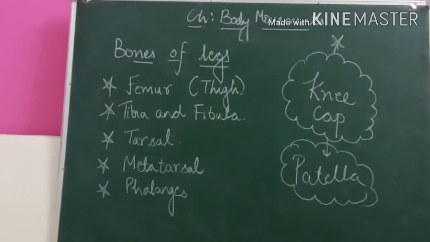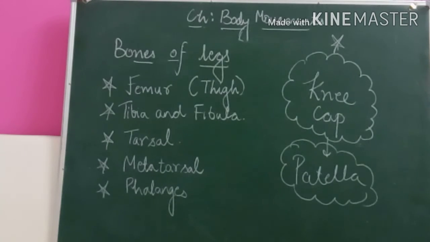Then between knee and ankle, 2 bones are present, which we call tibia and fibula. Then the bones present in our ankle are called tarsals. Then below our ankle, the bones present are known as metatarsals. And then the fingers of our leg, the bones present there are known as phalanges.